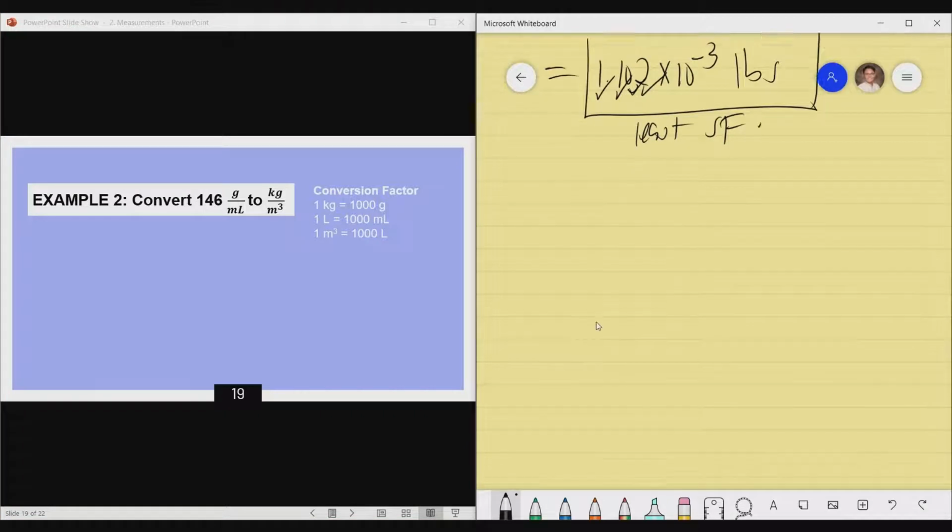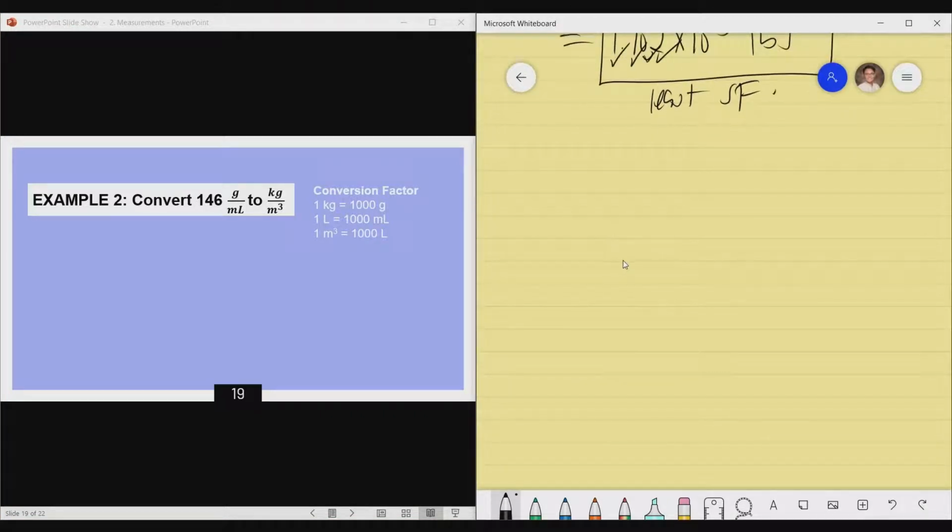So convert 146 gram per milliliter to kilogram per cubic meter. So we have 3 conversion factors. Again, there is no direct conversion factor, or the problem doesn't provide me a direct gram per milliliter to kilogram per cubic meter conversion factor. So we make do of the given quantities. So it looks difficult, but let me show you how this is done.